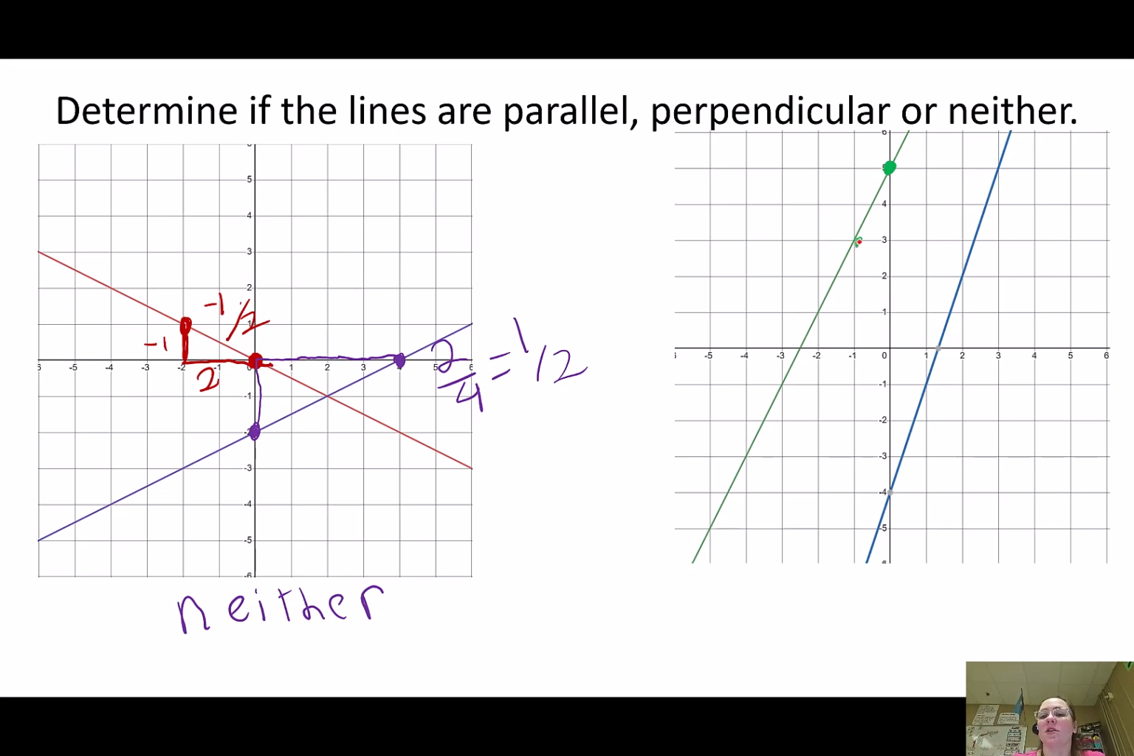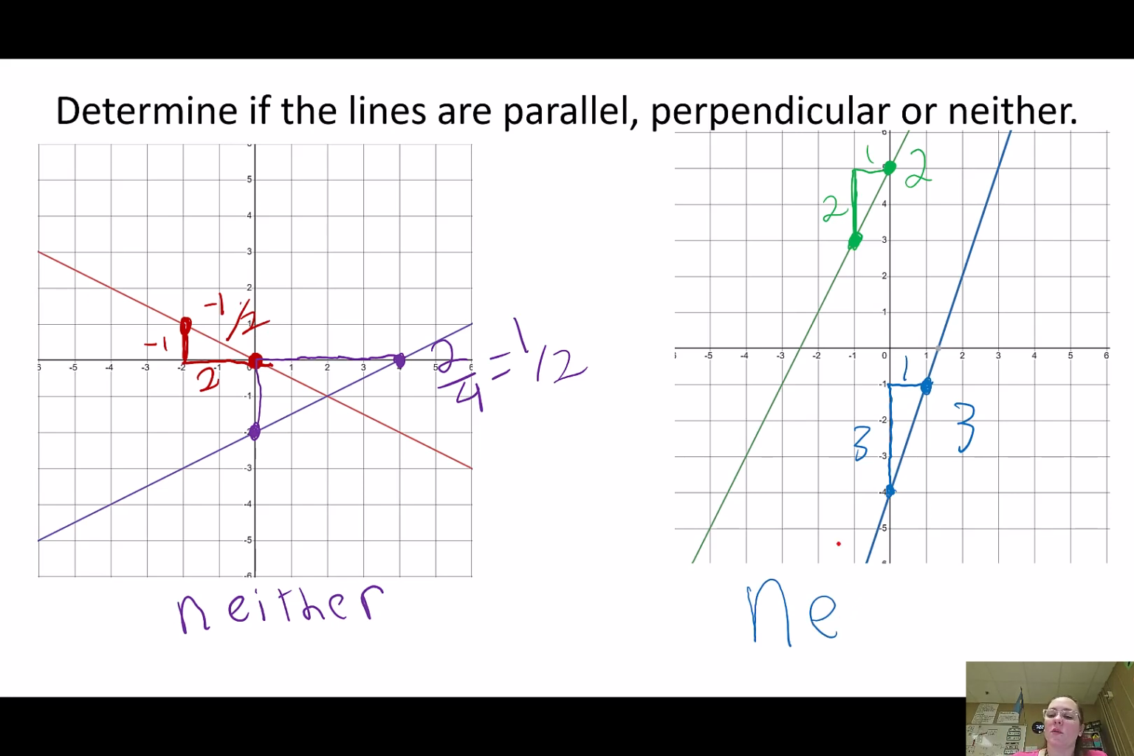But let's actually look at that and see if we can determine, are they actually parallel? So looking at the green line, finding our slope, our rise is 2, our run is 1, so we have a slope of 2. Then if we look at the blue line, I've got a point here and a point here. So my rise is 1, 2, 3, but my run is 1. So I have 3 over 1, or just 3. Well, 2 and 3 are not the same, are they? So this one is neither as well.